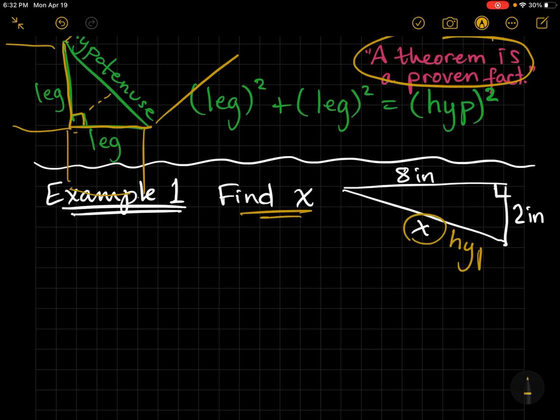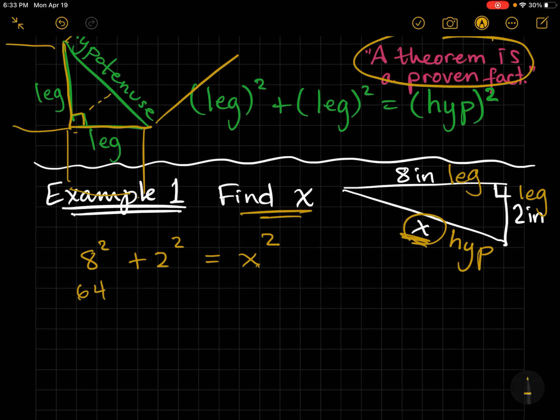So, for example 1, we want to find x, and x is here, which is on the hypotenuse. You always want to recognize which sides are the legs and which sides are the hypotenuse. So, leg squared plus leg squared equals the hypotenuse squared. Make sure that the hypotenuse is on the side of the equal sign by itself. Now we're going to solve for x.